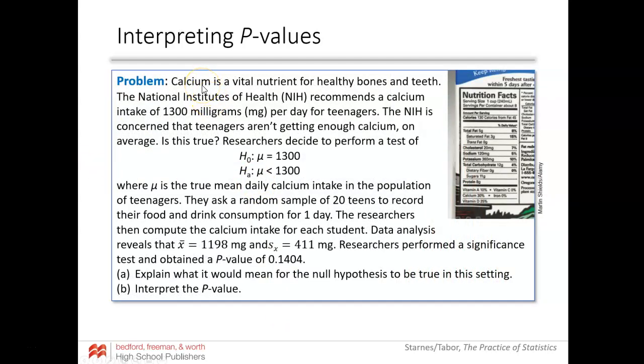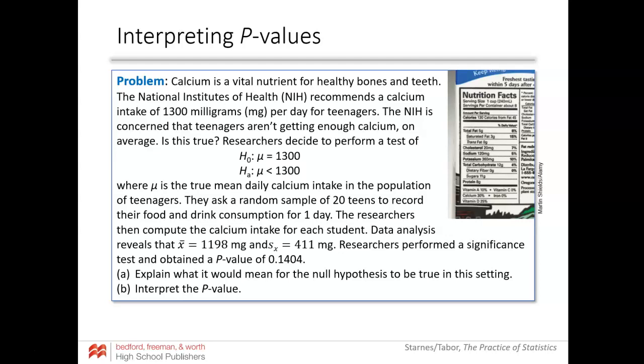All right, so here we are. Calcium. The National Institute of Health is claiming that our teenagers are not getting the appropriate amount of calcium in their diet. They recommend 1,300 milligrams per day for teenagers, and the NIH is concerned that teenagers are not getting enough calcium on average. Is this true? So the null hypothesis would be that the true mean of daily calcium intake in a population of teenagers is 1,300, and the alternative hypothesis is that it's actually less than 1,300.